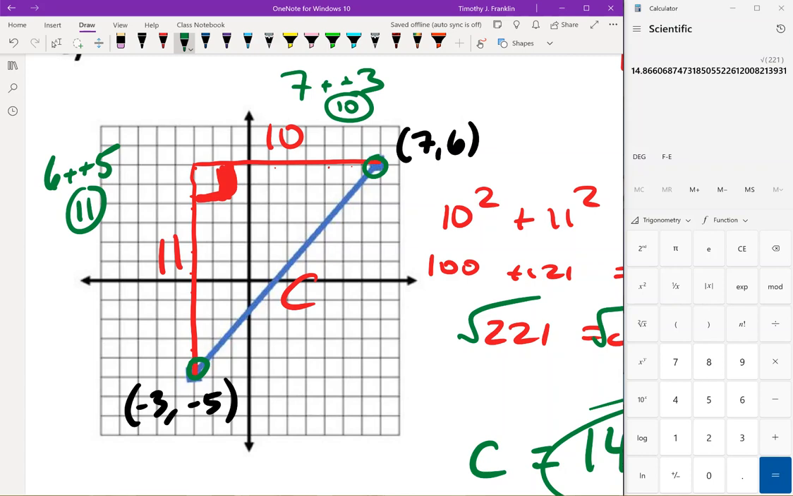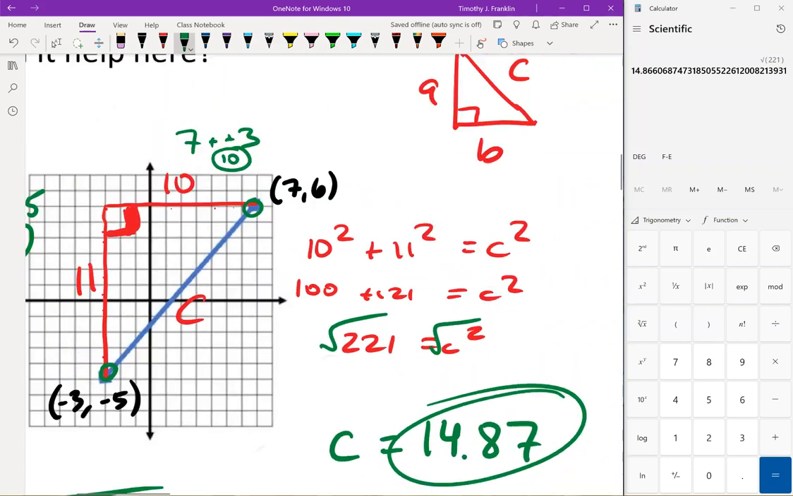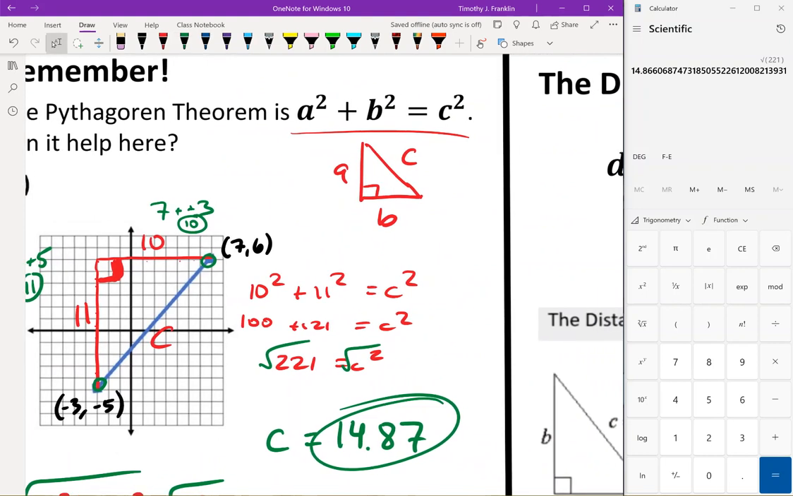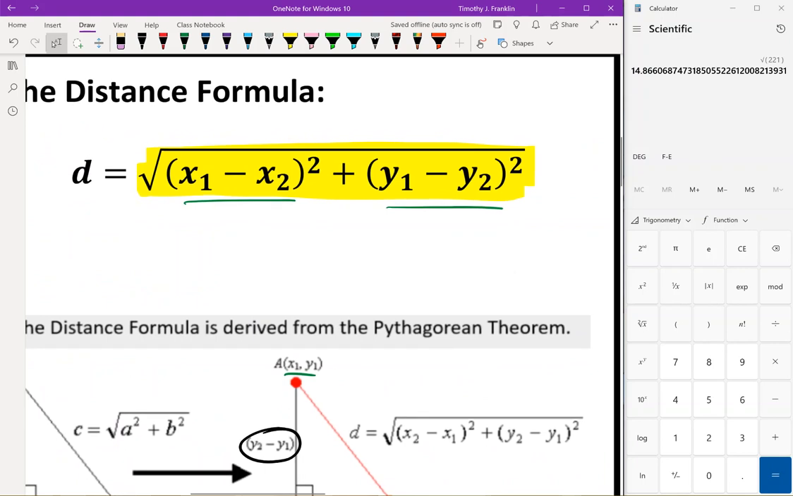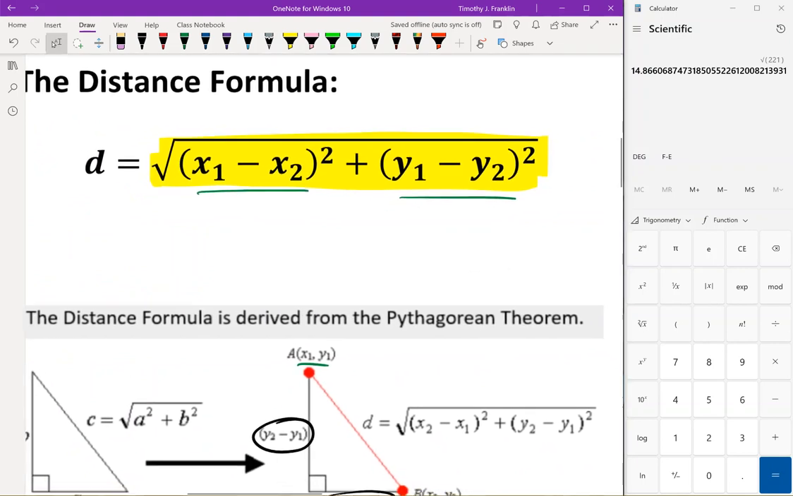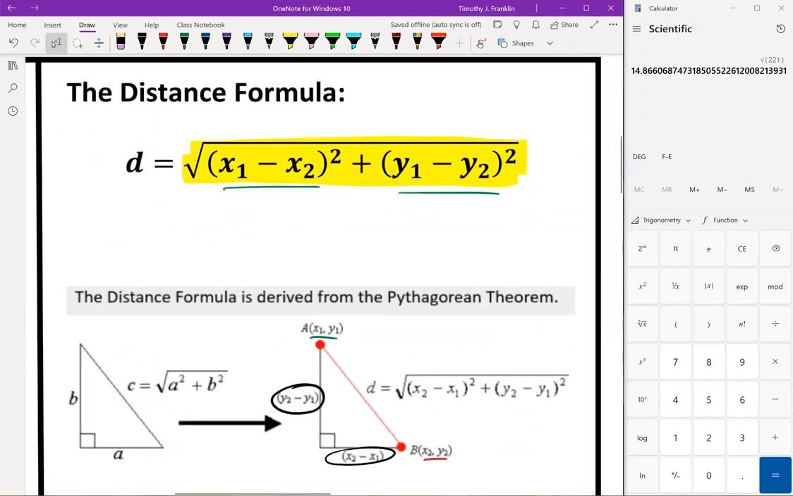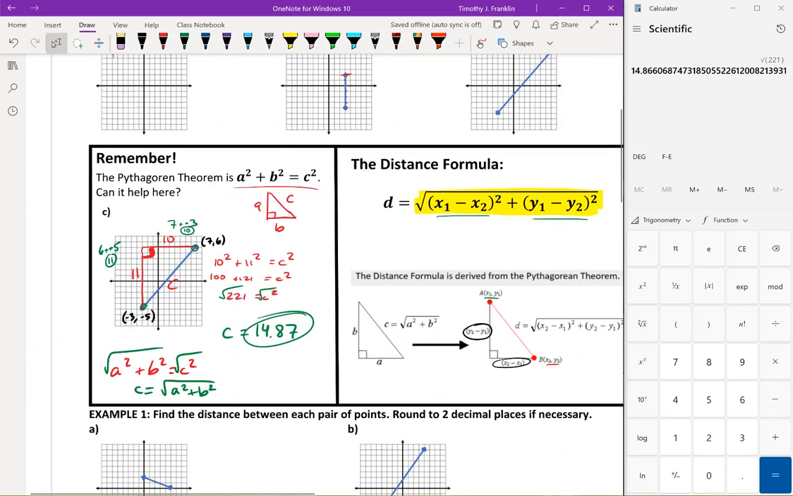And so yes, you can just count to find those side lengths, or if you don't have a graph, or if your points are inconveniently large, you know, like if it was 32, 47, and negative 100, negative 21, that's a lot to count, but we can just subtract because it's basically the same thing as counting. And so this formula looks very messy, but if you understand where it's coming from, which is the Pythagorean theorem, hopefully it doesn't seem so scary. So let's do some examples here and we can see how it works.